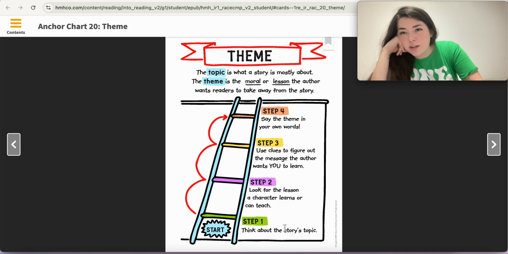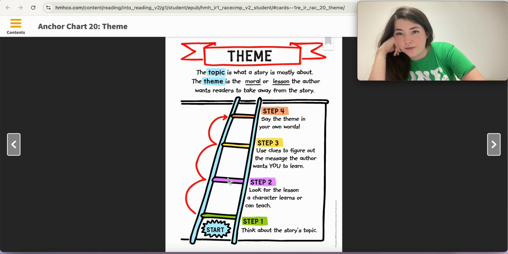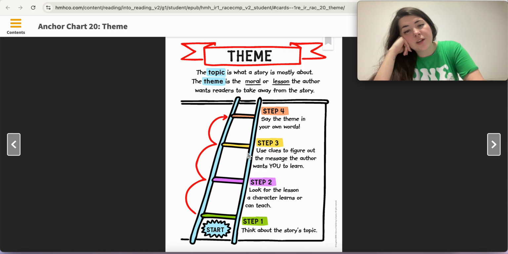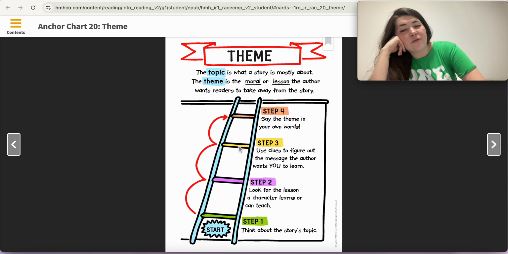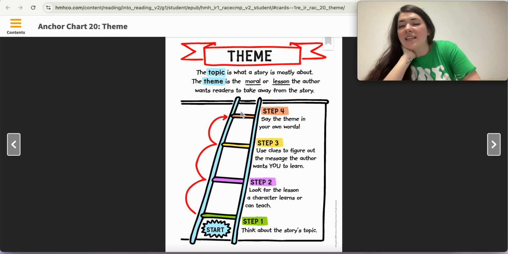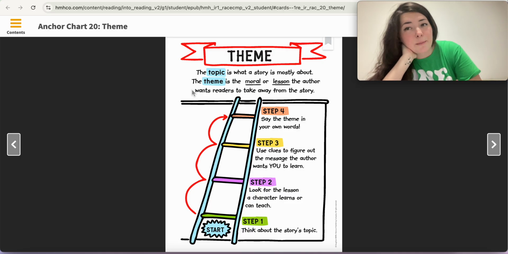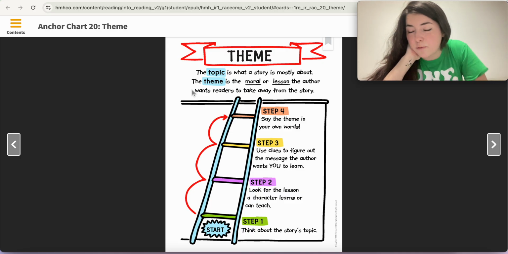So we're first going to think about the story's topic, think about what the story is about. Once we figure out what the story is about, we're going to go up the ladder to step 2, which is to look for the lesson a character learns or that a character could teach by the end of the story. And then we're going to climb up to the third step, and we're going to use clues to figure out the message the author wants you to learn. So is it the same lesson that the character learns, or is it a different lesson? And then we're going to go up to step 4, and we're going to say that theme in our own words. And that's how we will know what the theme is by the end. And remember, not the topic. The topic is what it's about. Theme is the lesson we learn.